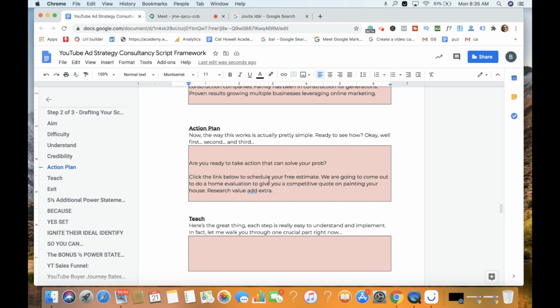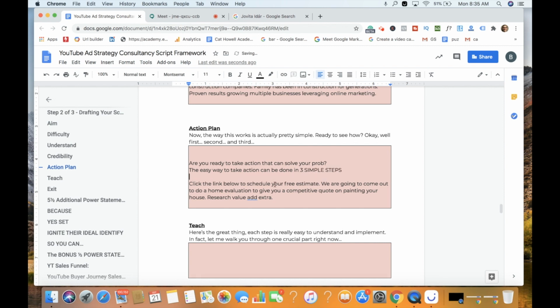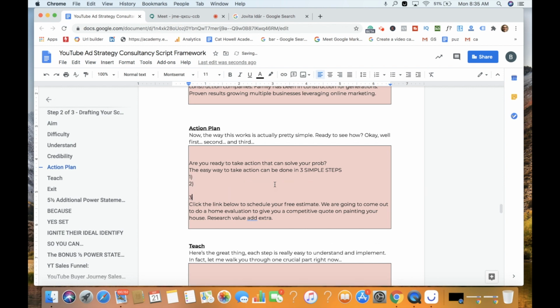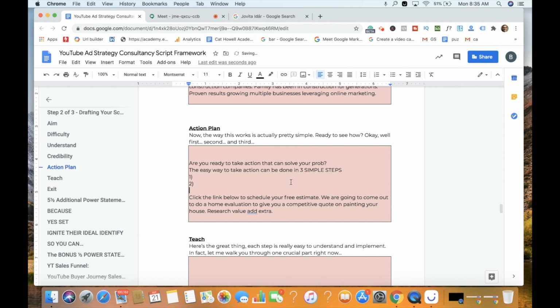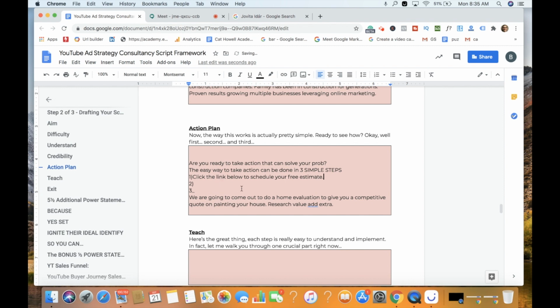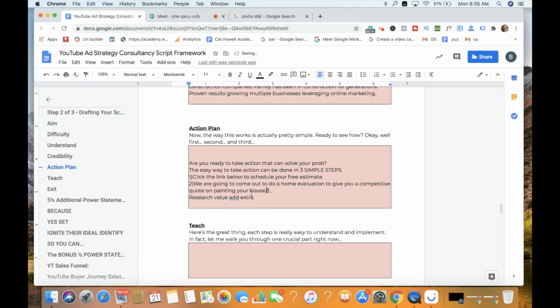Say something like, the easy way to take action can be done in 3 simple steps. Something like that. So they know, hey, this isn't something crazy I'm going to have to do. This is not going to be really hard. So maybe step 1 is, click the link below for your free estimate. And then maybe step 2 is, we're going to do the home evaluation. And then step 3 is, pay the deposit. Something like that.